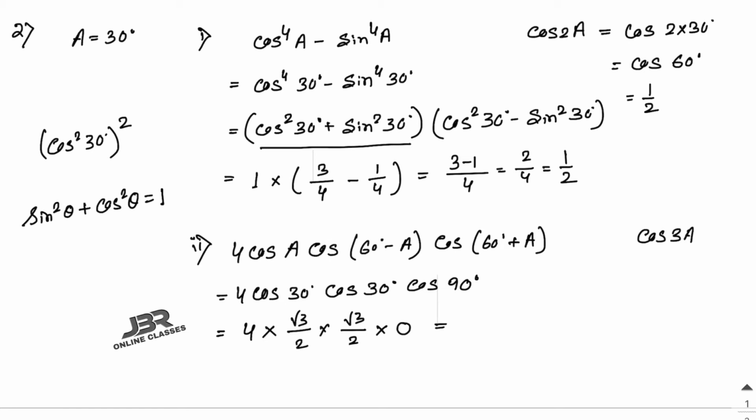That means the whole answer is equal to 0. And as here cos 3a, 3 into 30, that means again 90 degree. So that one equal to 0. So left hand side is equal to right hand side. It's verified.